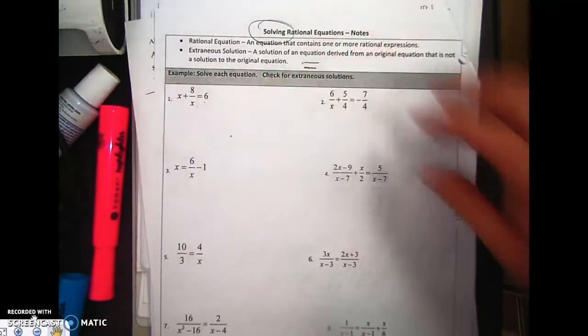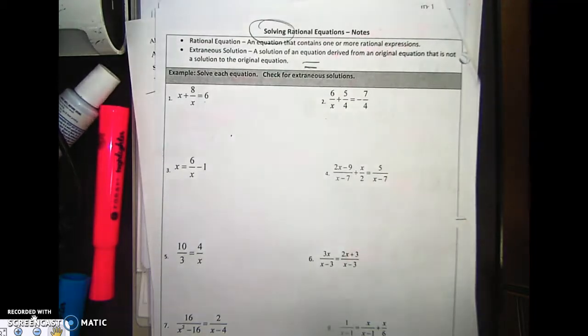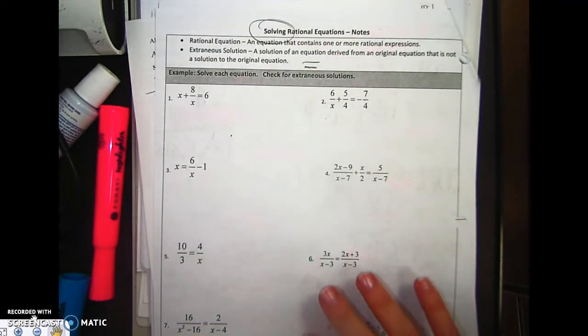So this time we're going to be solving. And if you look at each of these problems, they all have equal signs. So although you're going to be doing similar things from what you did previously, it'll be a little bit different. Okay? So let's start with the first one.